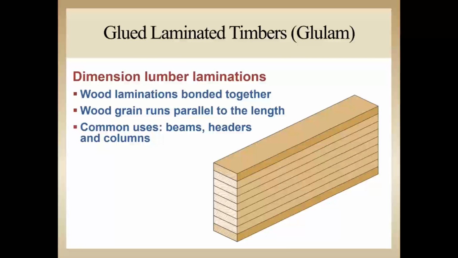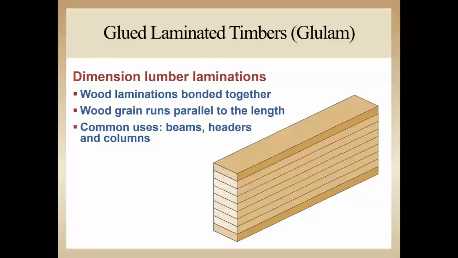Now, the last product that we'll talk about is glue laminated timbers, or Glulam. Glulam uses layers of 1.5 inch and 1 3/8 inch lumber that are bonded together in a flat stack. The wood grain runs parallel to the length of the beam, as we've seen with all of the engineered beam products. It's commonly used for headers, beams, studs, and columns.